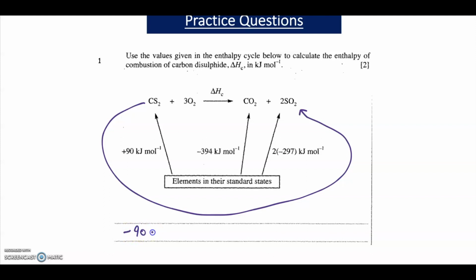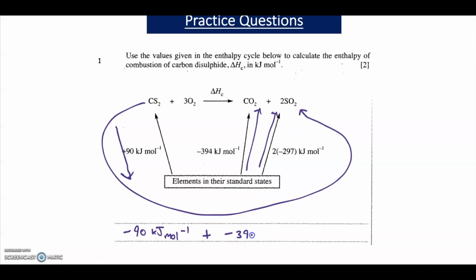So here I have an arrow in the opposite direction that I want to go. So therefore I just need to change the sign of the value here. So instead of it being plus 90, I want to go in the opposite direction here. So it would be minus 90 kilojoules. Now, the other 2 arrows are in the same direction that I want to go. So all I have to do to work out the delta Hc value here is just to add these values together.